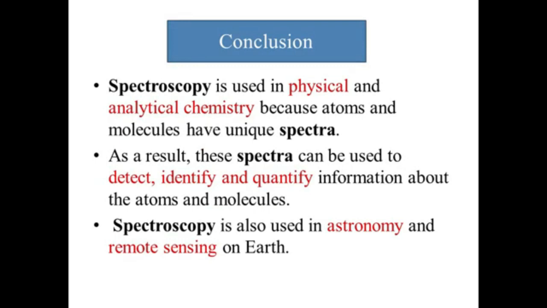Spectroscopy is a physical and analytical chemistry technique because every atom and molecule has a unique spectrum. As a result, these spectra can be used to detect, identify and quantify information about atoms or molecules. Spectroscopy is also used in astronomy, remote sensing, and space research. So this is the reason spectroscopy is seeing very rich development nowadays. So this is my conclusion. Thank you.